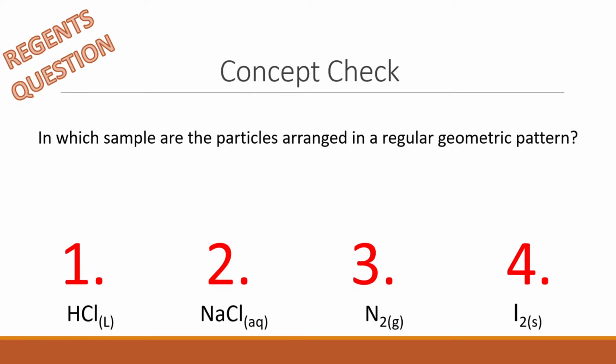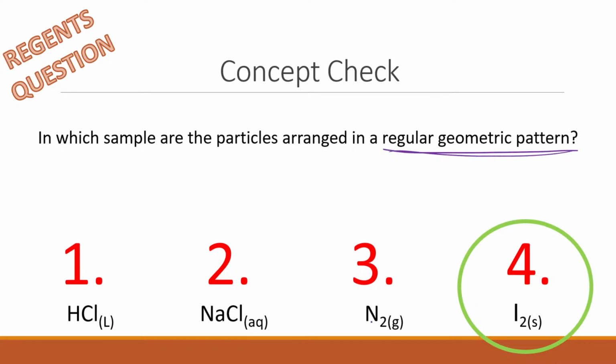The correct answer here is choice 4. Right? A regular geometric pattern is something that occurs only in solids. It's the only one with a definite shape. Right? Meaning we're looking for whichever one is the solid.